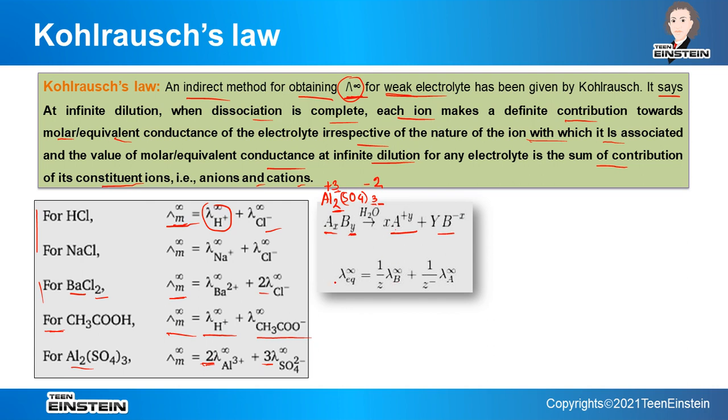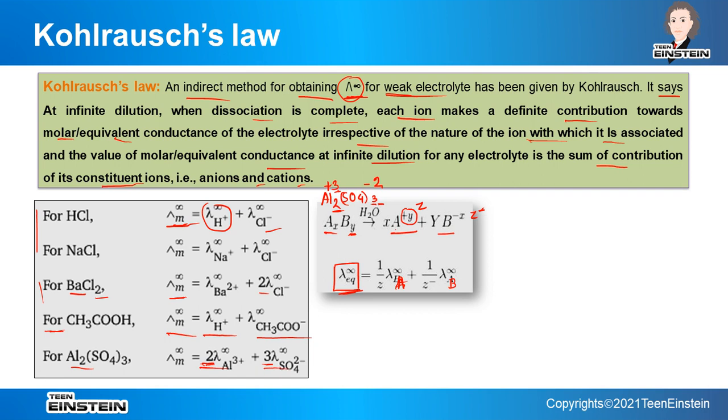Okay. Now if it is equivalent conductance, how will you express it? It is expressed in this way. You have taken the value of lambda, sorry, it will be A, it is B. Okay. So for A, this is the charge, right? So this is actually z plus and this is z minus. So we will write the equation in this way because right now you are calculating lambda equivalent. So when it is molar conductance, you have to do the calculation in this way.